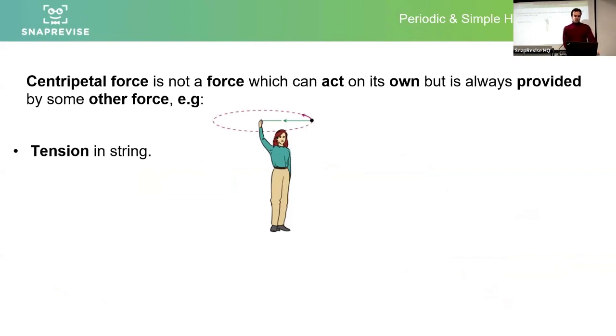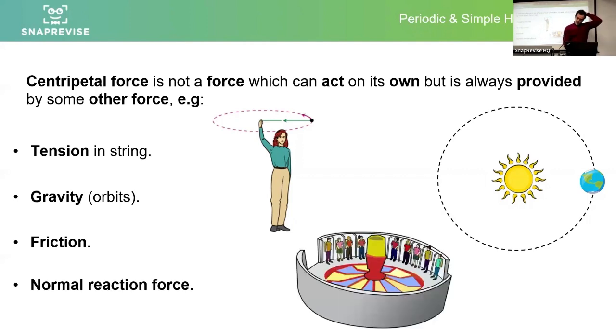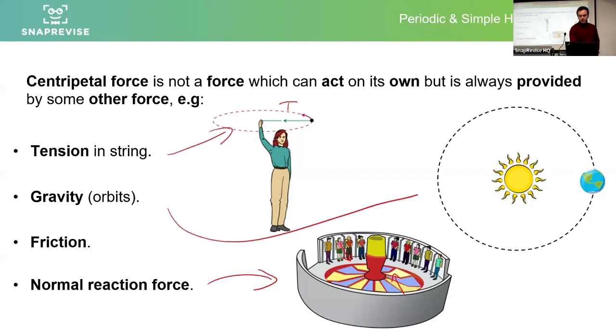Centripetal force is not a force which can act on its own, but it's always provided by some other force. Yep, so tension in a spring, gravity, maybe even electrostatic attraction or friction. Somebody standing on a roundabout in a play park that's slowly turning. Or yeah, normal reaction force. We've got these walls pushing inwards. Tension here, normal reaction force, gravity.